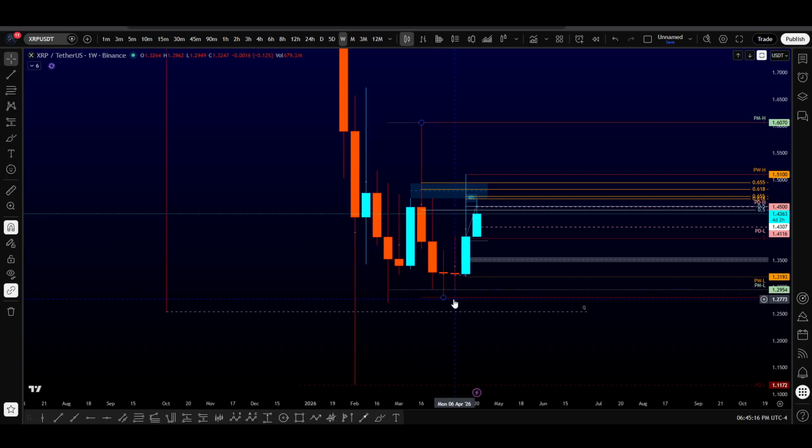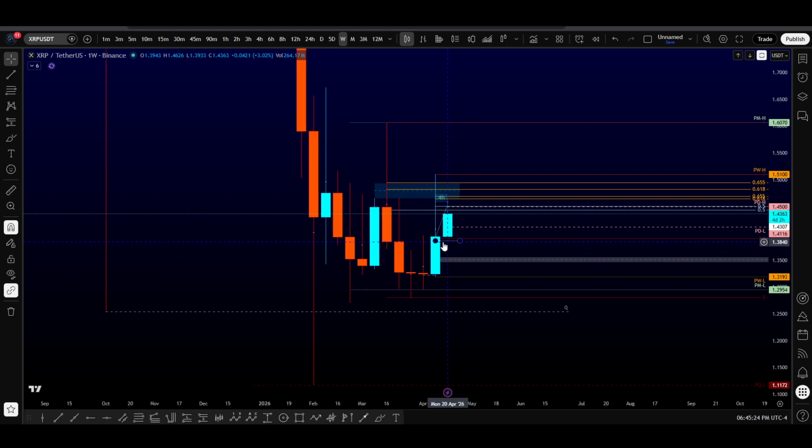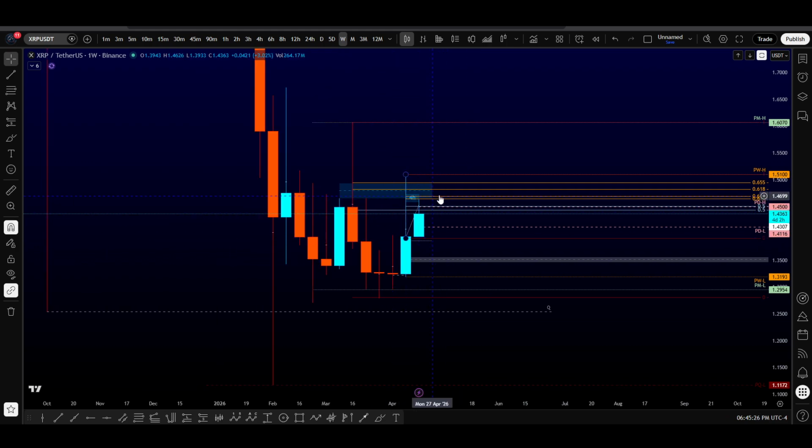swing low here on XRP, bullish candle. I think I said last week that I would be expecting this week to be bullish as well. You can see we just opened and went straight up. So it's very rare that you don't get a wick to the downside.